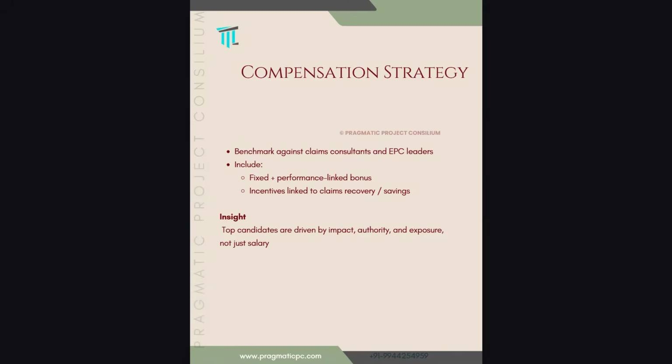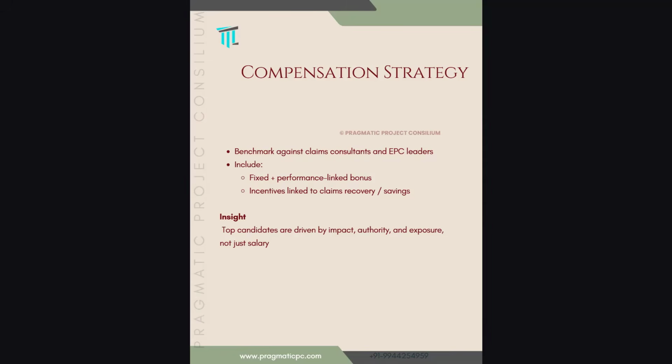Compensation strategy. It's a benchmark against claim consultants and EPC leaders. It should include fixed plus performance bonus, so that will motivate them to perform well. If they are going for a claim, there should be a special bonus other than the salaries or the fixed things, and incentives linked to claim recovery or savings. So top candidates are driven by the impact, authority, and exposure, not just salary.